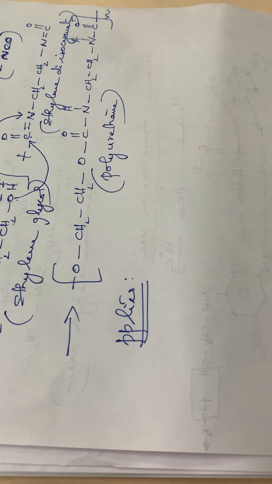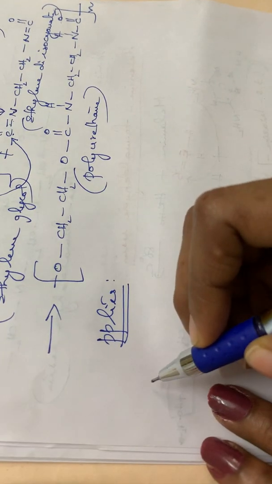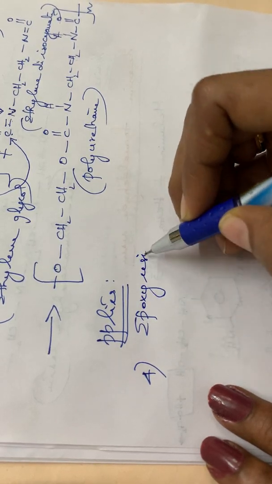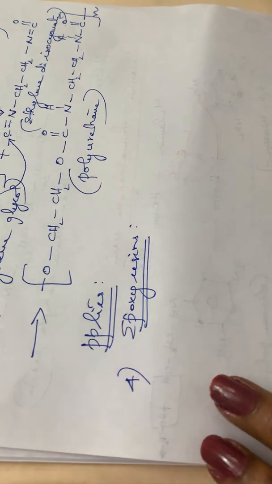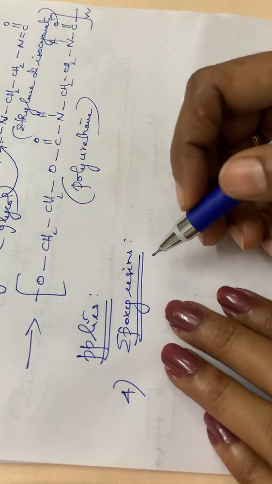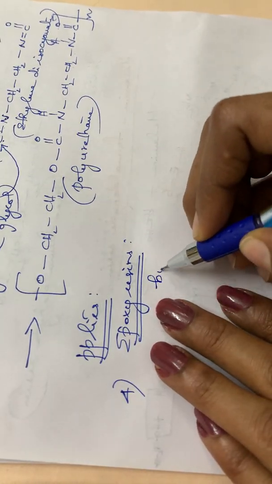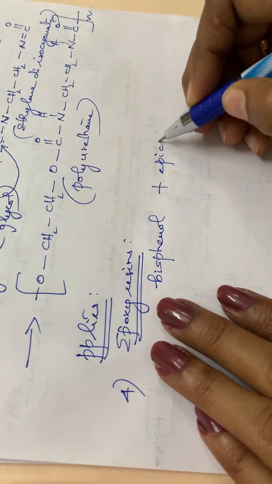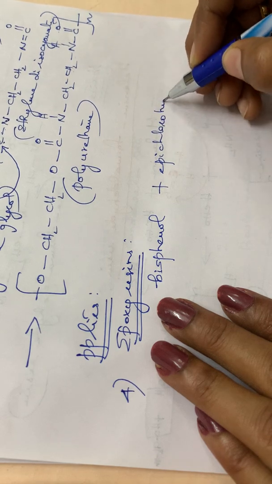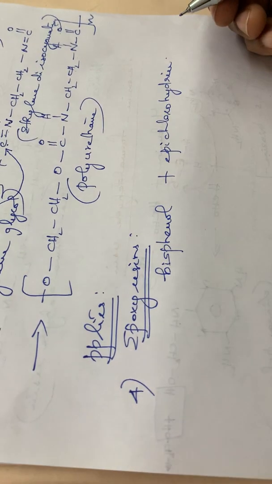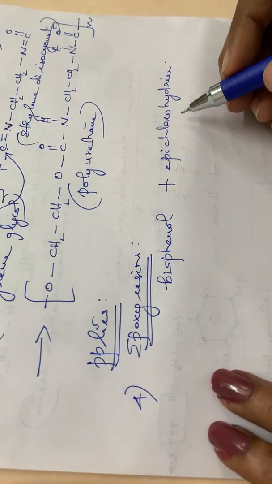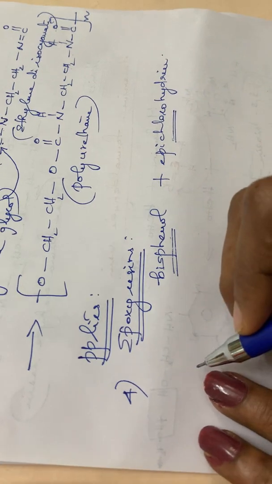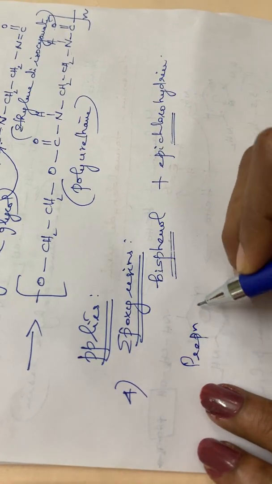Next we can go through the next category, that is the epoxy resins. The fourth category, epoxy resins. These epoxy resins are prepared by the reaction between bisphenol and epichlorohydrin. First of all, you have to study the preparation of bisphenol and epichlorohydrin. So first one, preparation of epichlorohydrin.